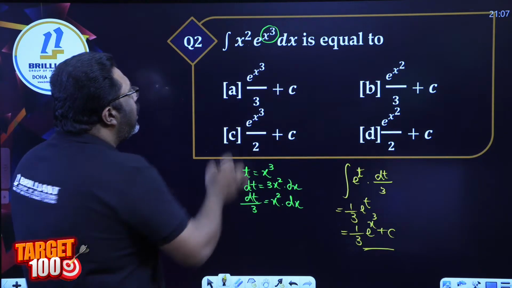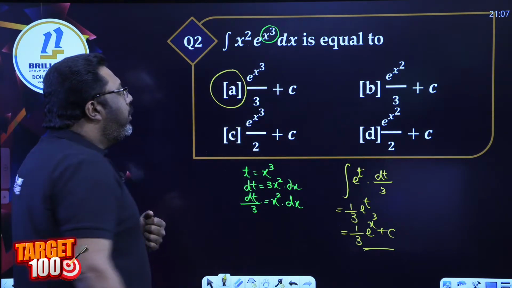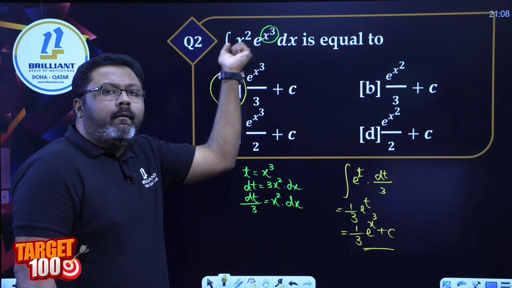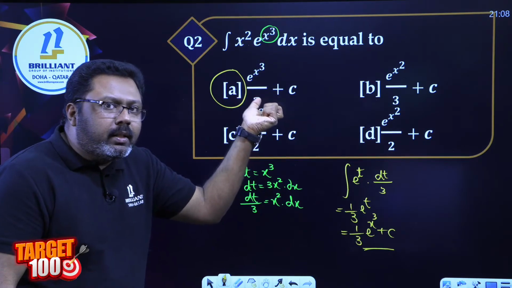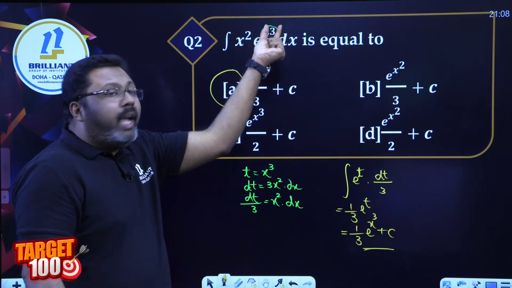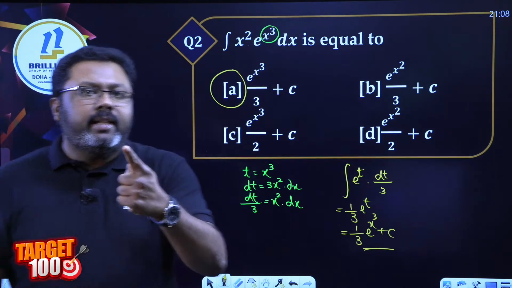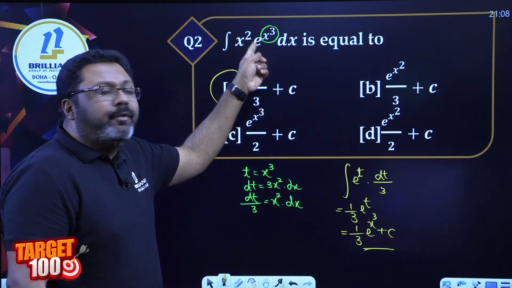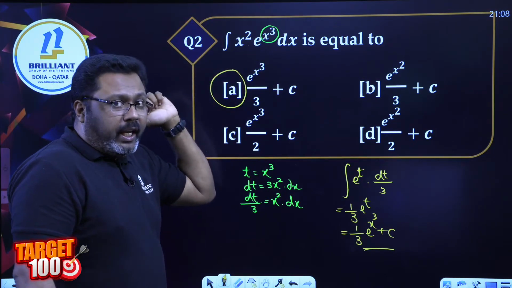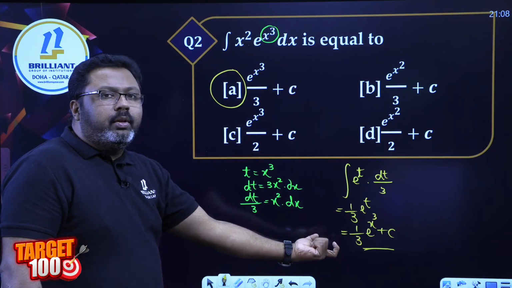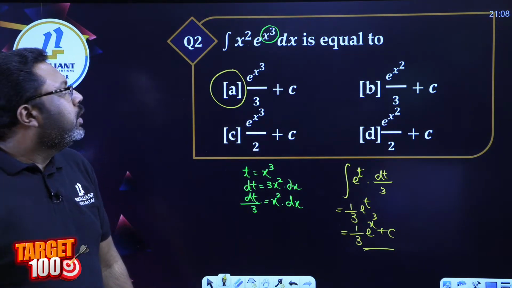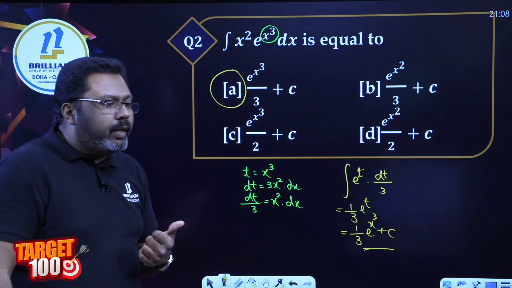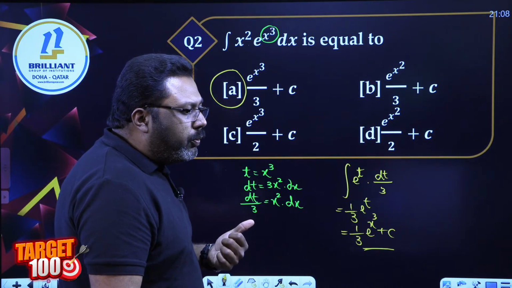Yes, right answer, option A, 1 by 3 e raised to x cube plus c. Do not go for integration by parts because it's e raised to x cube. E raised to x is the integrable form, not e raised to x cube. So substitution is preferred. The derivative of x cube is 3x squared, and we get to the answer. I hope everybody is clear with question number 2. Yes, very good. Right answers, all of you.